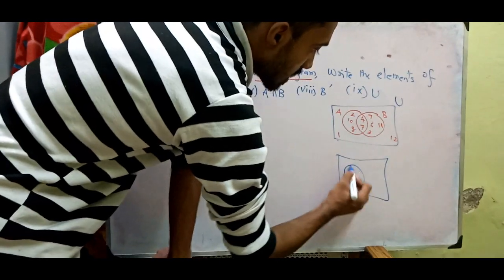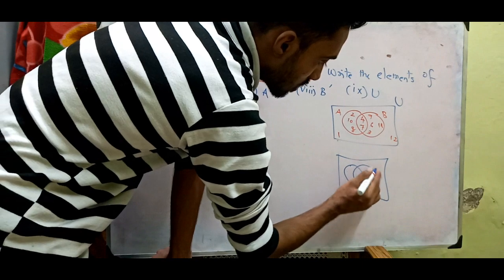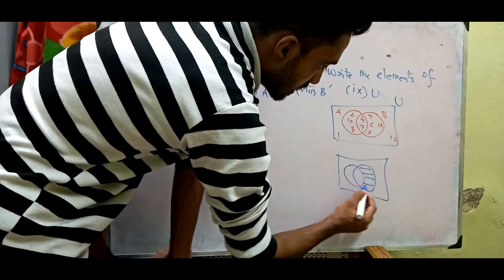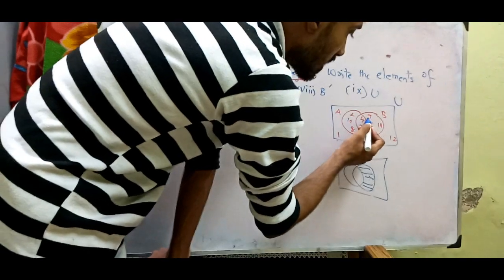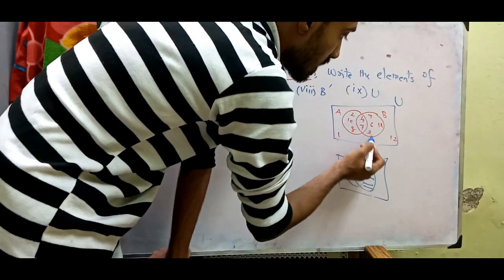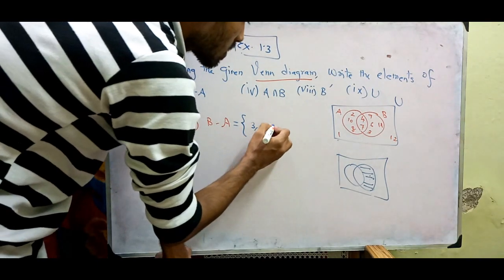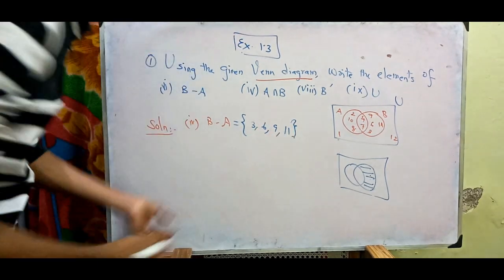We know B minus A in this sense, only B minus A will look like this. Only this part is B minus A. I'm taking only the B minus A part, this part only. So 3, 6, 9 and 11 is the answer.